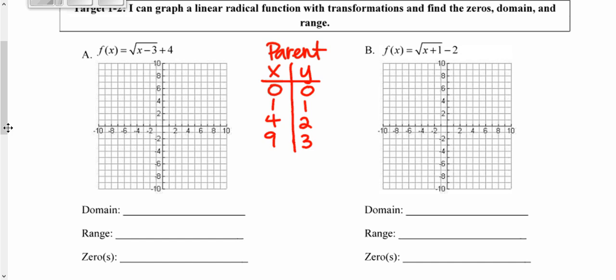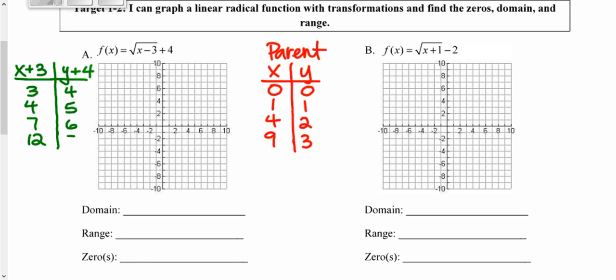So on number 1, there's a couple transformations. Under the square root, it says x minus 3, which actually means we're going to go to the right 3. So I'm going to add 3 to the x's. And the plus 4 at the end means we're going to do y plus 4. We don't switch the sign there. So from the parent function, I'm going to add 3 to each of the x values. So that would be 3, 4, and then 4 plus 3 is 7, and then 12. And I'm going to add 4 to each of the y values from the parent function table. So 4, 5, 6, 7.